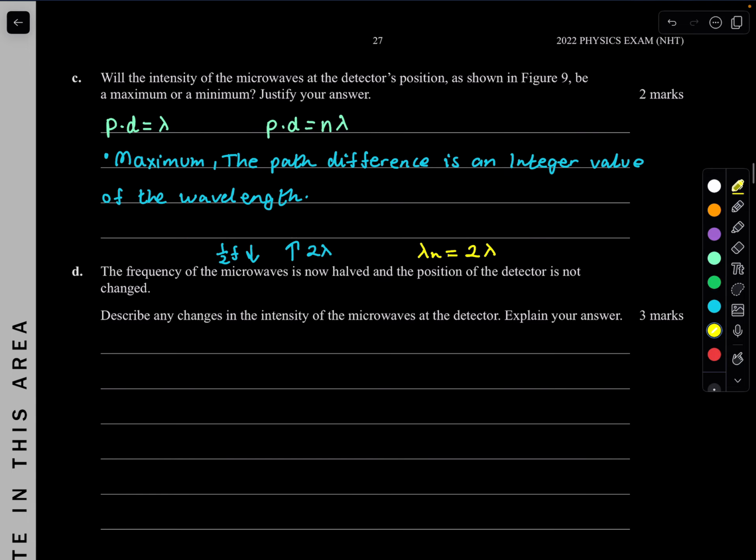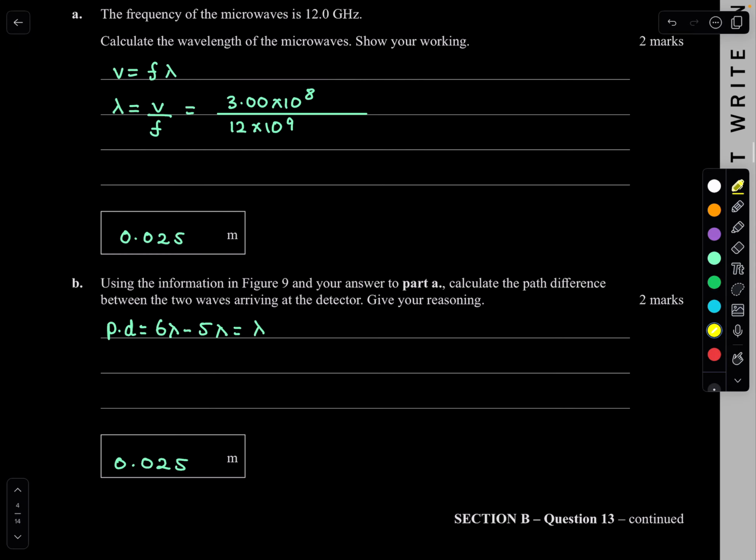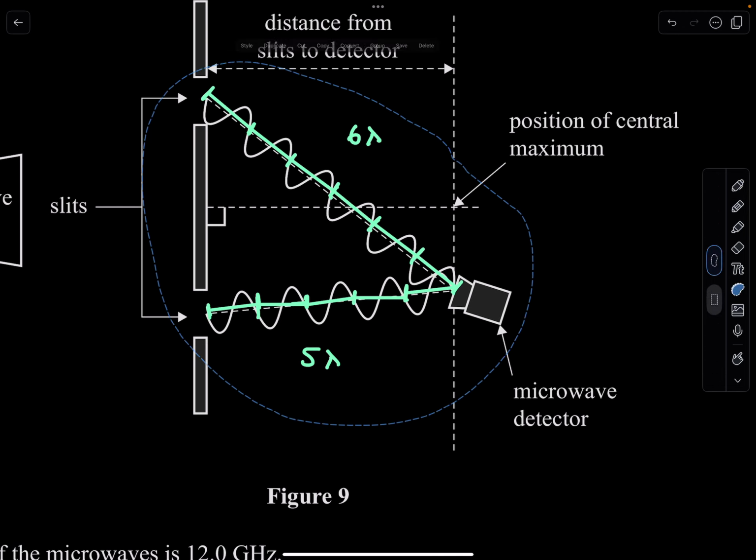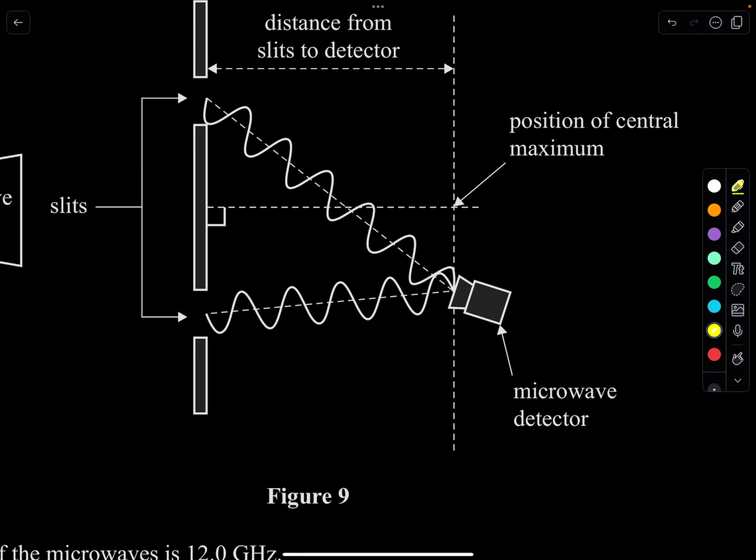So let's do the same thing. See if it's a maximum. So the intensity, is it a maximum or a minimum? I'm going to rub these out now. Because we know that your new wavelength is 2 times your original, we're going to consider 2 of the waves to be 1. So that's 1 because that's 2 of the waves. And that's another 1. And that is another one. So we actually have 3 lambda, 3 of the new wavelength.